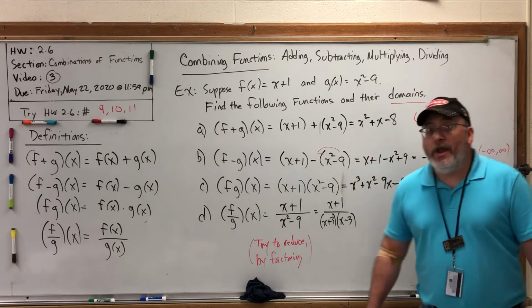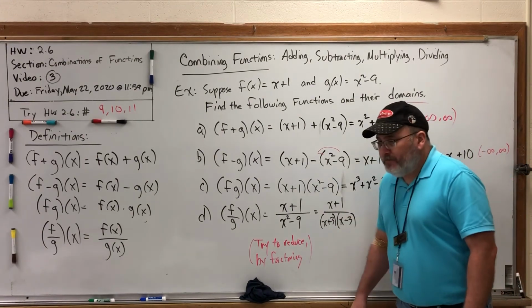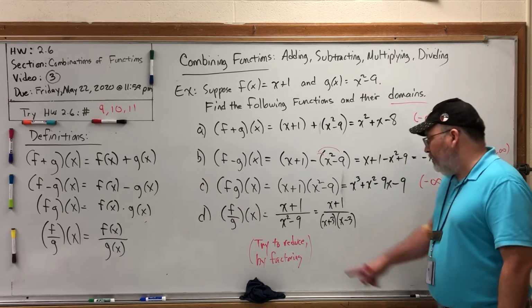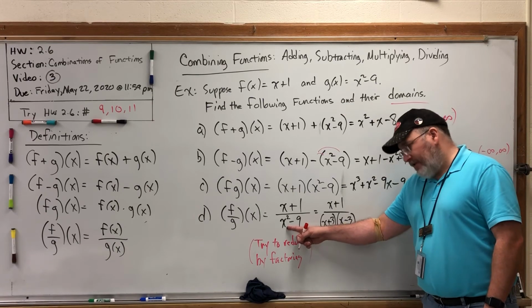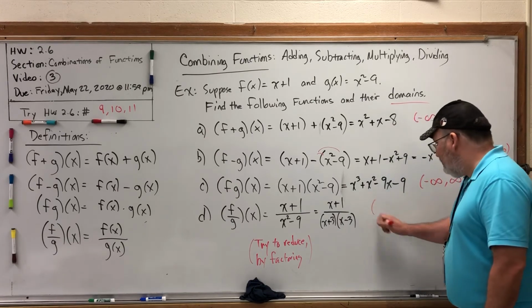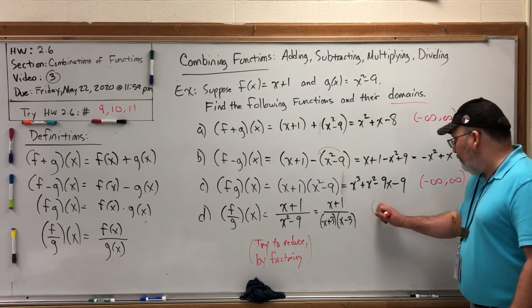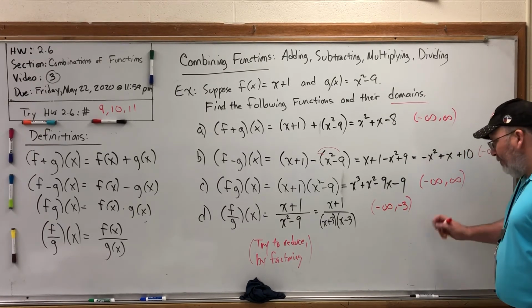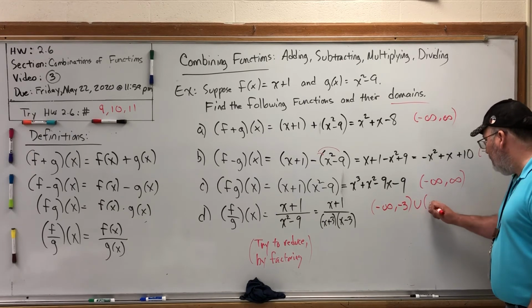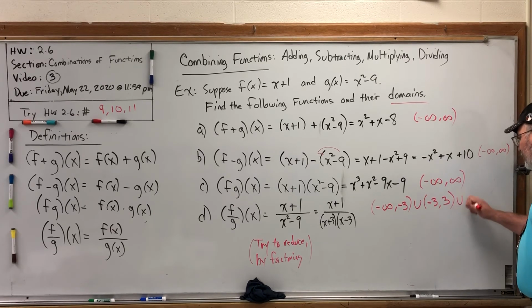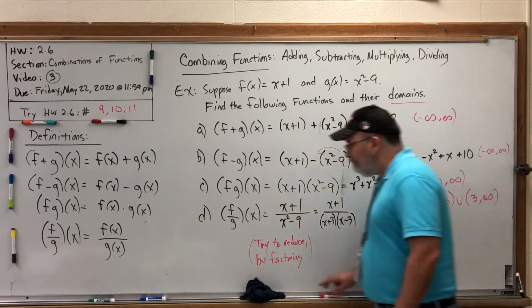All real numbers? No. This has a denominator. We must avoid the denominator equaling 0. So what two numbers make this equal to 0? It should be fairly obvious. It's 3 and negative 3, which is fairly obvious over here as well. So our domain is everything except 3 and negative 3. So negative infinity to negative 3, the first number we would have to skip. I feel like we've done this already. We did in the previous video. Union, parentheses, negative 3, comma 3, close parentheses, union, parentheses, 3, comma infinity, close parentheses.